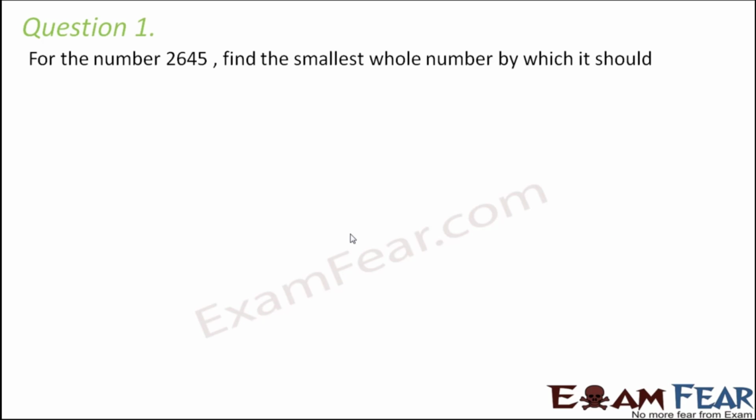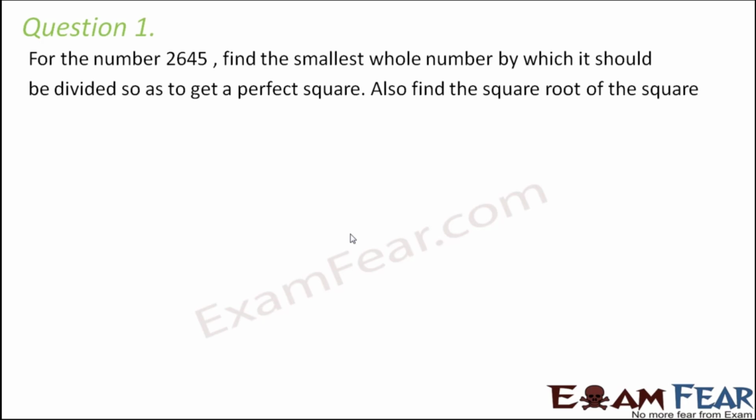Question number 1. For the number 2645, find the smallest whole number by which it should be divided so as to get a perfect square. Also find the square root of the square. Okay. First, let's try to see whether 2645 is a perfect square or not. So for that, what we would do is its prime factorization.